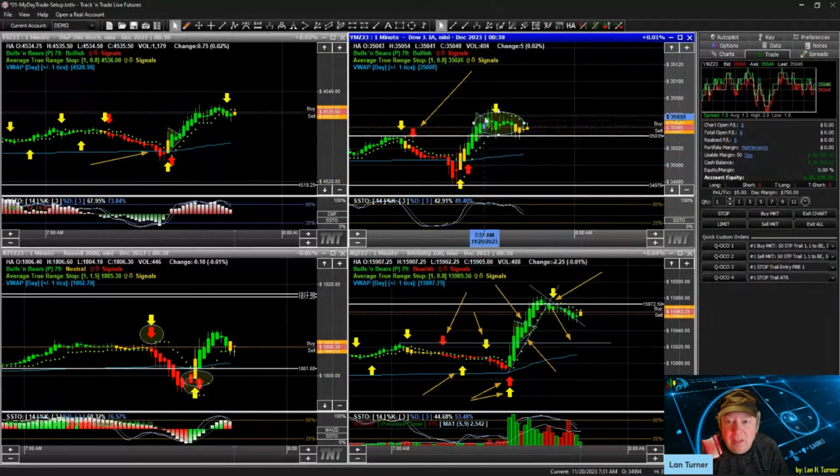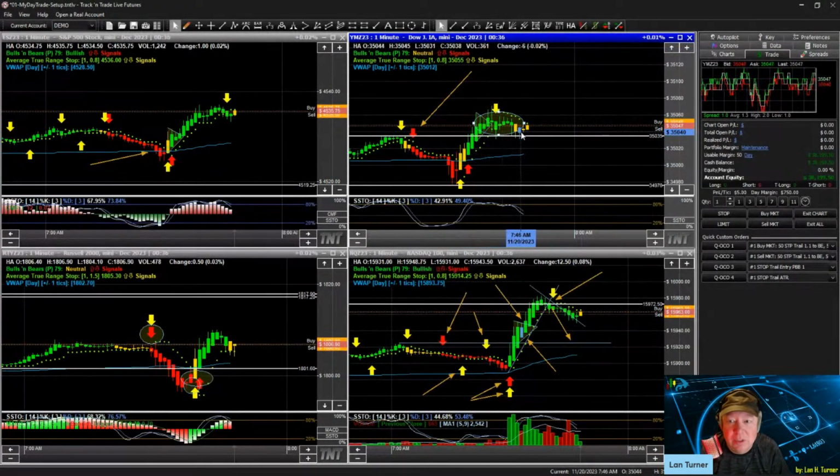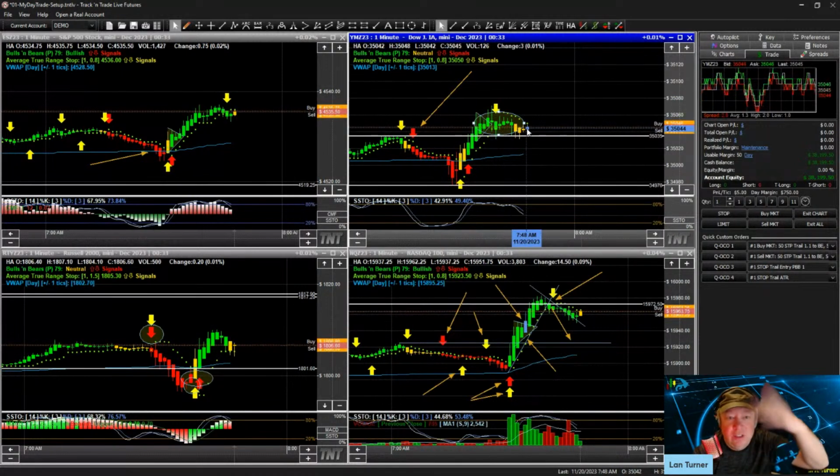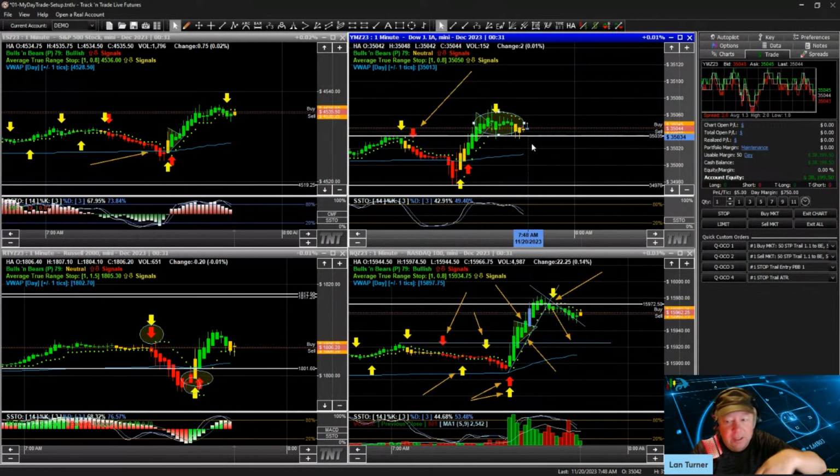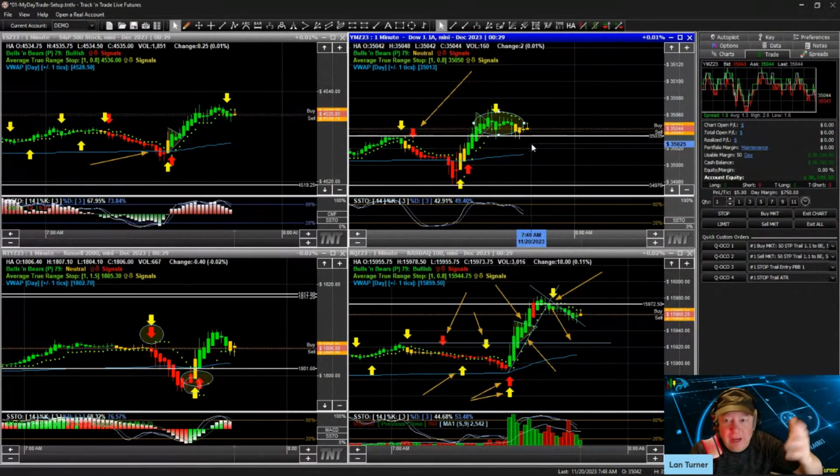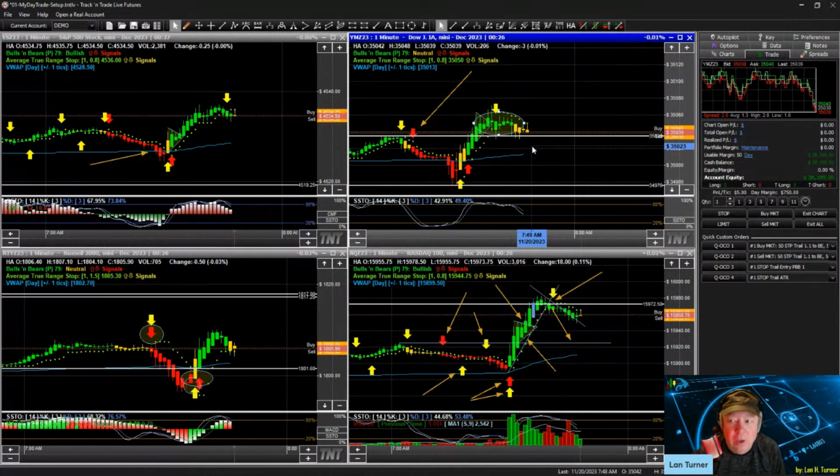We got this big run in anticipation. I got a little anxious, wanted to take a position. I took a position and the market just never moved. I took another position and it just never went. I took another position and it just never went. And after 3 positions, I took one more because I had my 3 strikes and you're out rule.